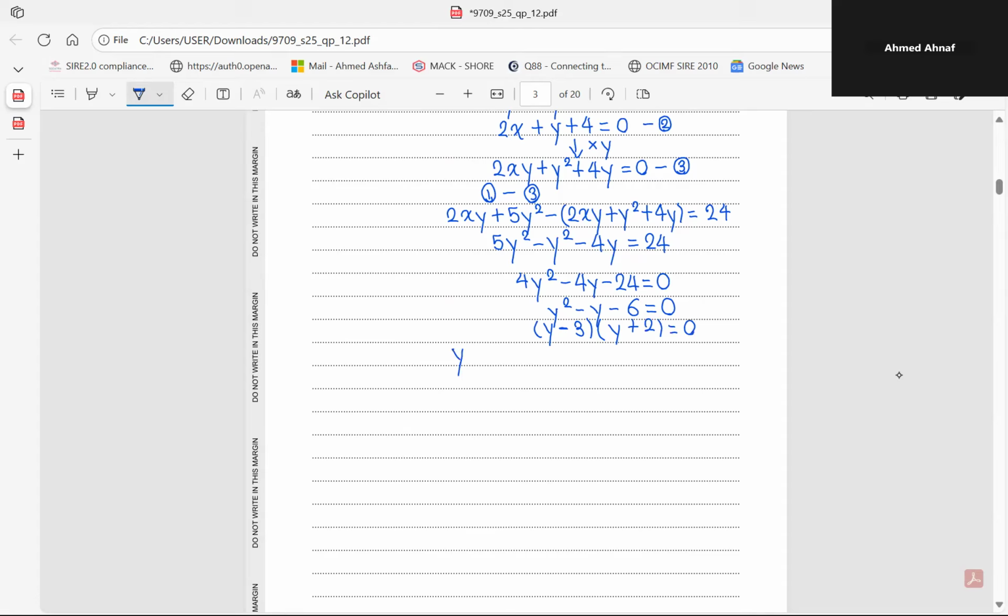So let's substitute 0 into each of the factors. So y minus 3 equals 0, you'll get y equals 3, and y plus 2 equals 0, you would get y equals minus 2.